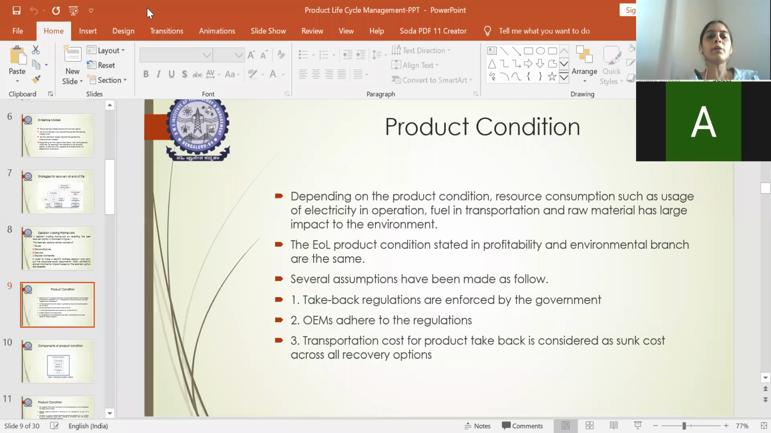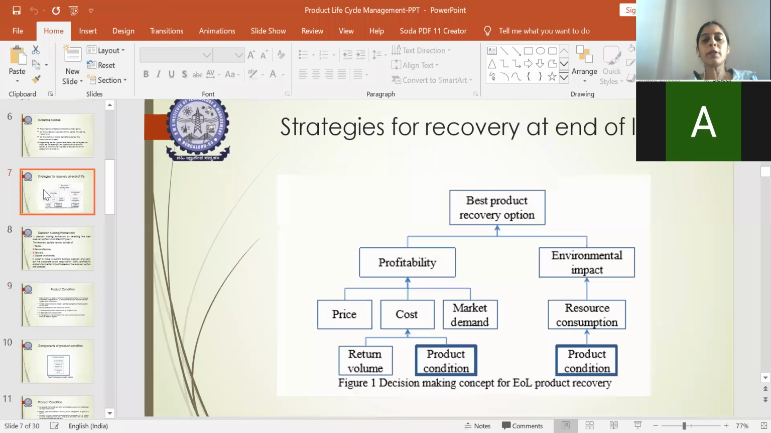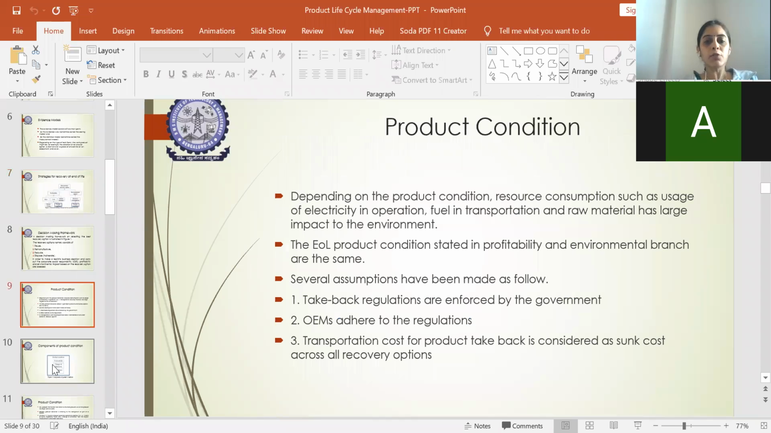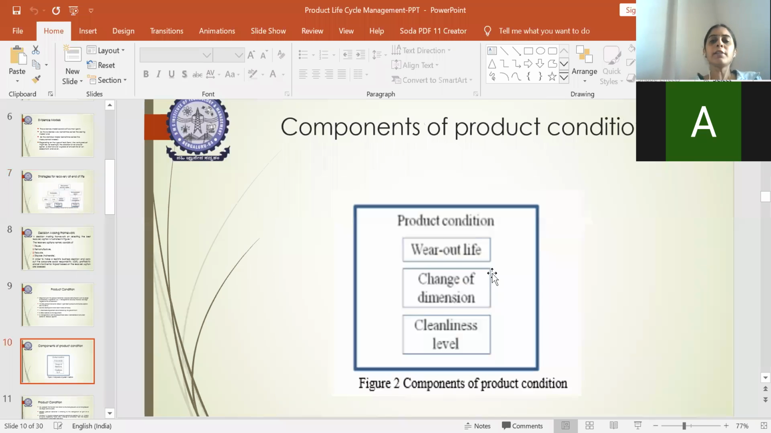The condition of the product could be very good or it could be okay or medium. The condition of the product also relates to its profitability and the material of the product. So based on all these assumptions, it will be evaluated whether it could be recovered or not. That is explained here. The condition of the product will be evaluated on three bases: one is the cleanliness level, the second is the change of dimension, and the third is wear out life.